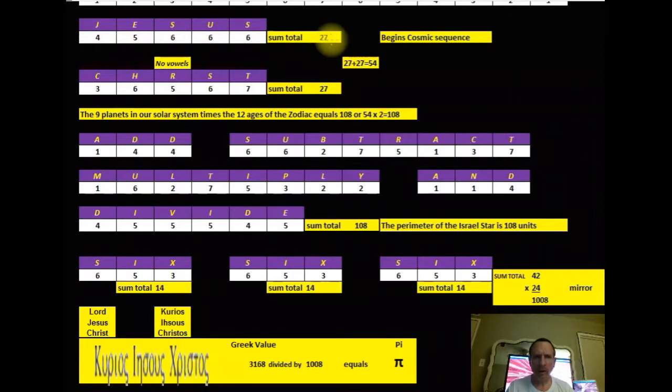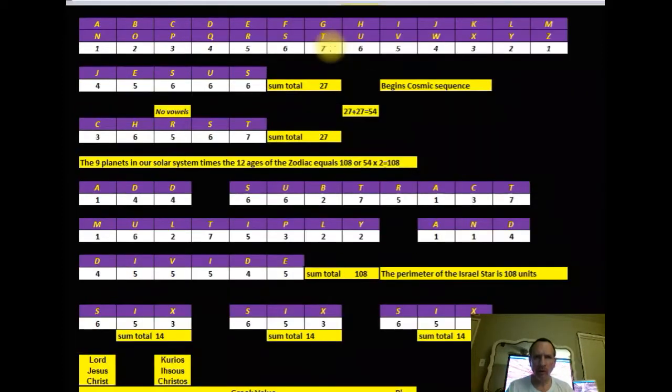Jesus, its sum total, using the English cipher, the septenary cipher, 1 7 times 1 7 times in its reflective nature. It begins the cosmic sequence of doubling, the vortex math system, doubling and halving. So when you double 27, it's 54. Christ, when you take the vowel out of it, the I, its sum total is 27. So 27 plus 27 is 54.